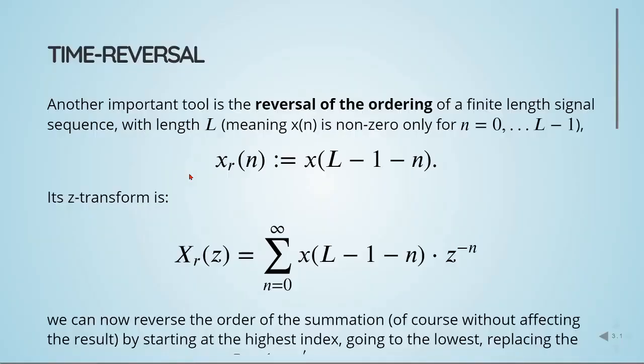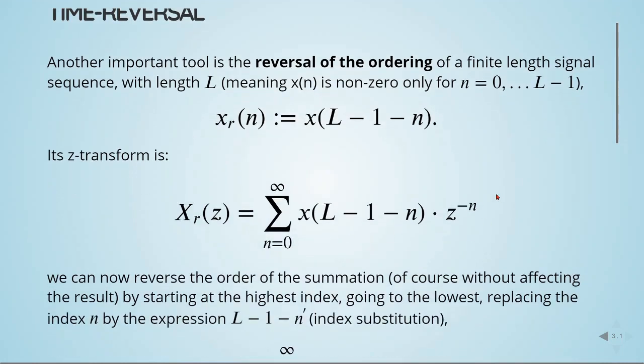Another important tool is the reversal of the ordering of a finite length signal sequence with length L, meaning x of n is non-zero only for n going from 0 to L minus 1. Let's define it here. So its z transform is this sum here.